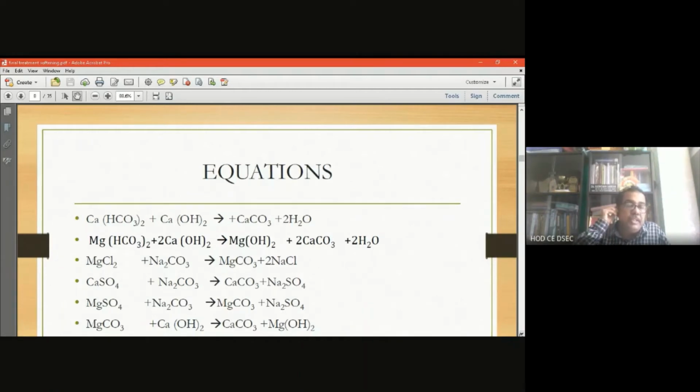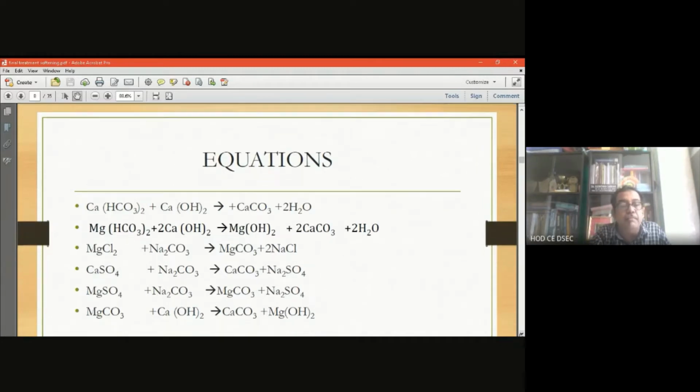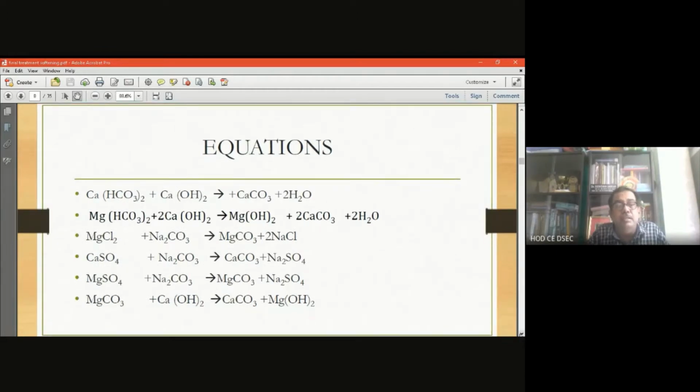Calcium carbonate is formed. But the chloride and sulfate, which are responsible for the permanent hardness, react with the soda ash, that is the sodium carbonate. Suppose I give you the example of magnesium chloride, which is responsible for the permanent hardness. It reacts with the soda, that means the sodium carbonate, forming the insoluble MgCO3 precipitate, so the ionic concentration has been separated.